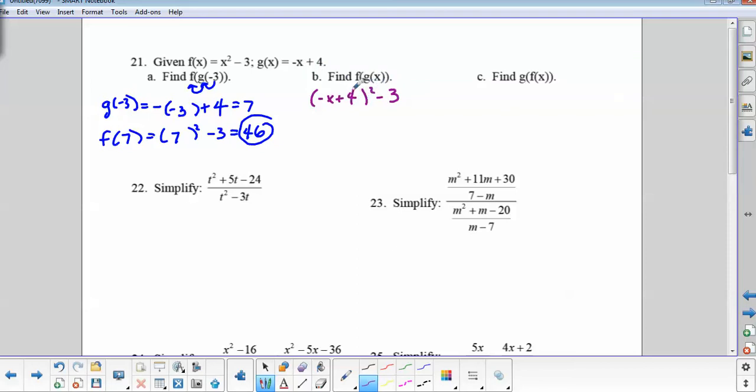Now remember, when you square a binomial, you cannot just square each term. That doesn't work. You have to actually multiply the binomial by itself. When you square something, you're multiplying it by itself. Okay, then negative x times negative x is positive x squared. Negative x times 4. 4 times negative x. And 4 times 4. And then bring down the minus 3. Combine these like terms, so I get x squared minus 8x, and combine these like terms, and I get plus 13.